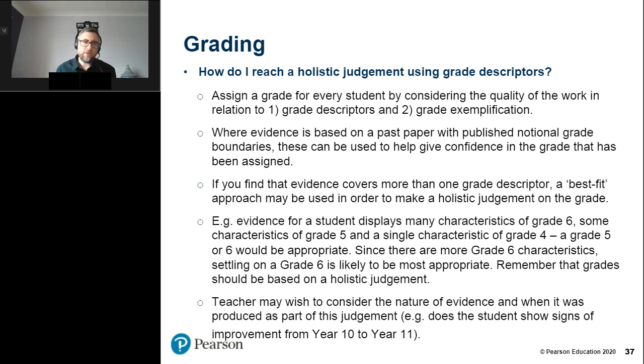So, for example, if you're looking at a portfolio of evidence for the student and it's displaying many characteristics of a grade 6, some characteristics of a grade 5, and a single characteristic of grade 4, then clearly a grade 5 or 6 would be appropriate. And since there are more grade 6 characteristics, then you may decide that grade 6 is appropriate. But obviously, you might want to consider the nature of the evidence and when it was produced as part of your consideration. So, for example, were the grade 5s mainly produced in year 10 and the grade 6s in year 11, things like that.